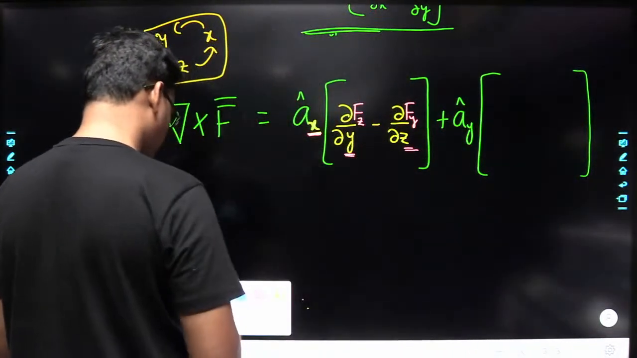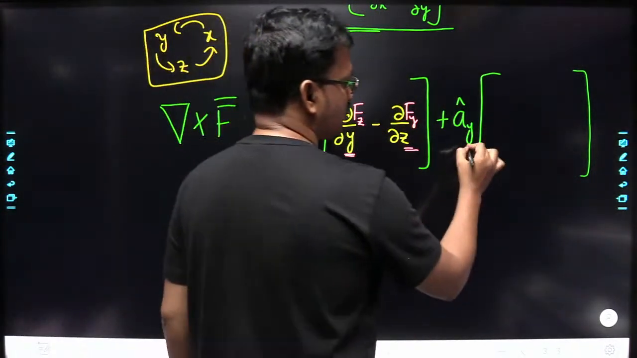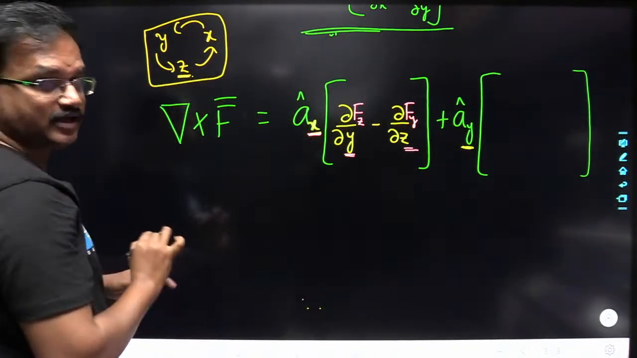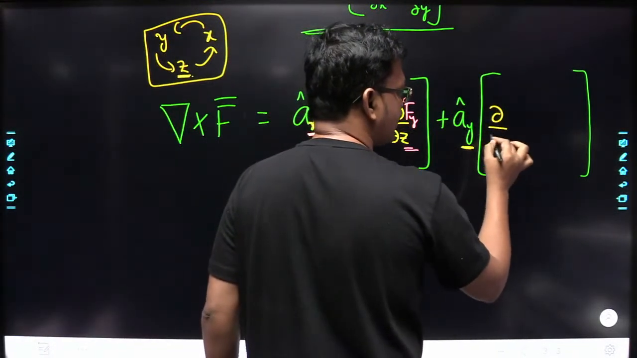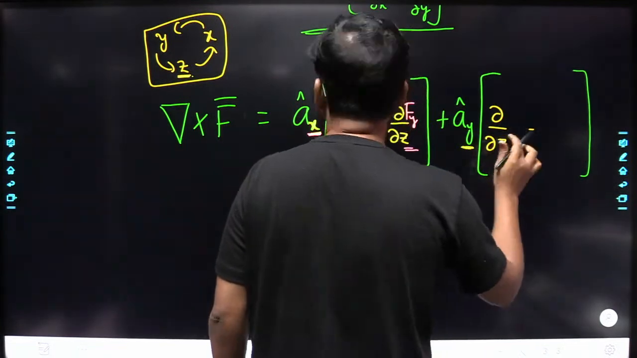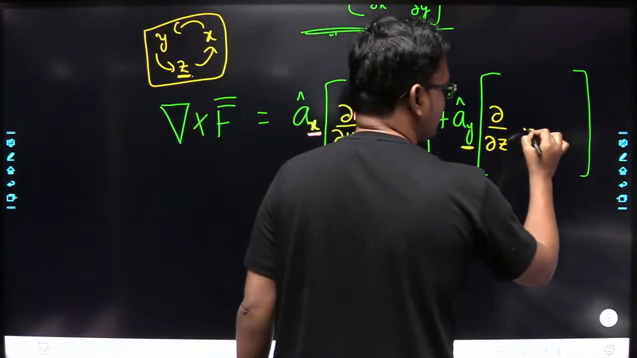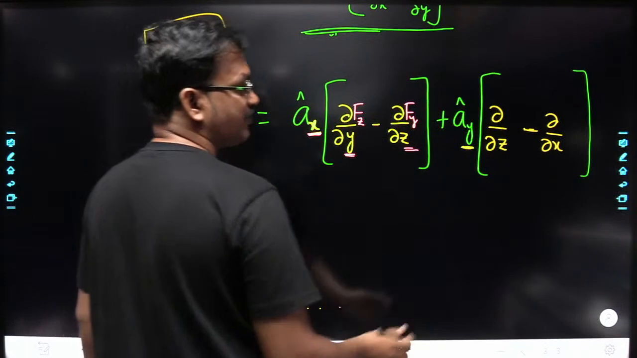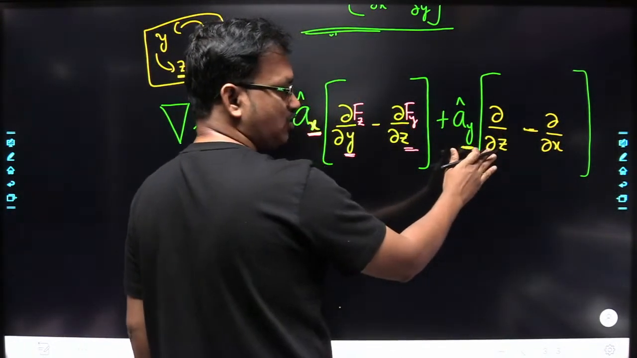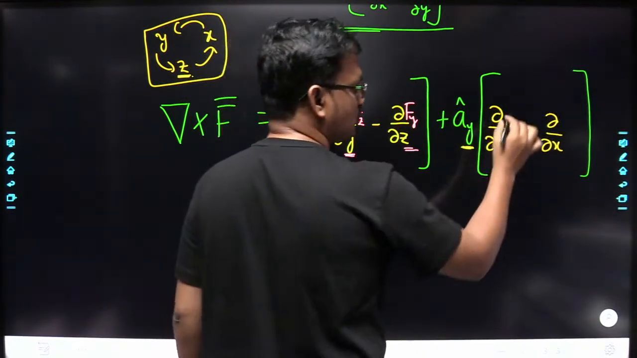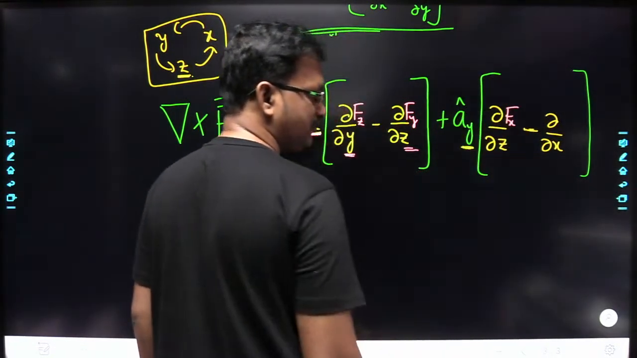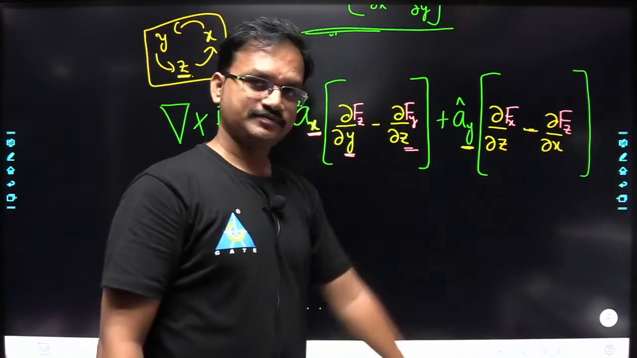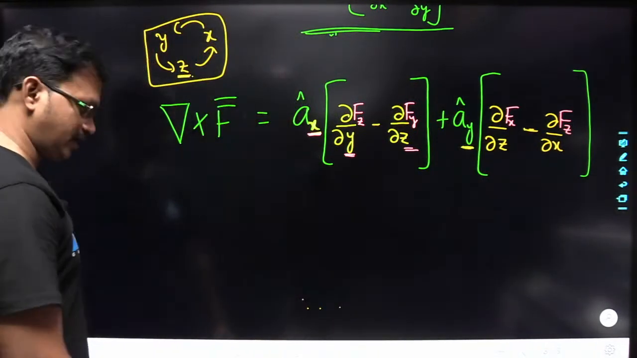Okay, so next what you have to write here? Here you are having y, so after y, next you have to see z. Yes or no? So here differentiate with respect to z, minus, after z you get x. So differentiate with respect to x. Now differentiate the x component of the vector field with respect to z and the z component of the vector field with respect to x. So y, z, x. In this manner you can write here.